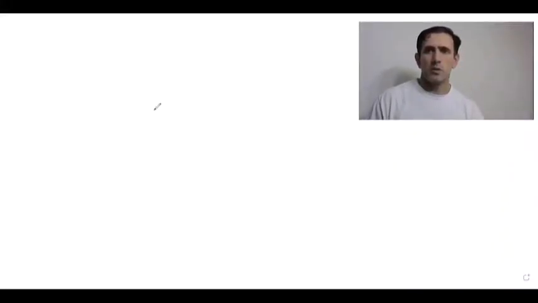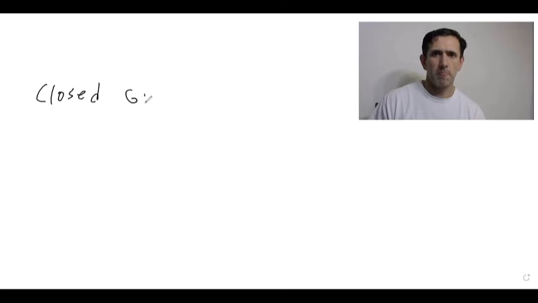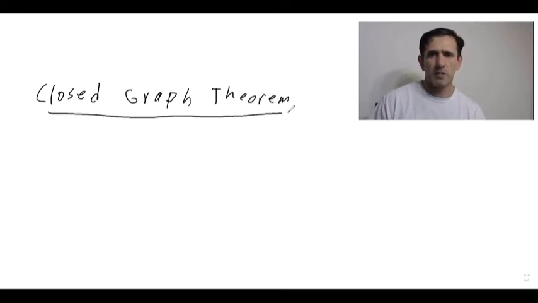Hi everyone, what I want to do is finish up this chapter by talking about the closed graph theorem, which is useful in all areas of math, really all areas of analysis, but it's especially useful when studying Banach spaces of holomorphic functions. In particular, I've used the closed graph theorem in one of my papers on Toeplitz operators on a Fock-like space. Okay, so what is the closed graph theorem and why is it so useful?